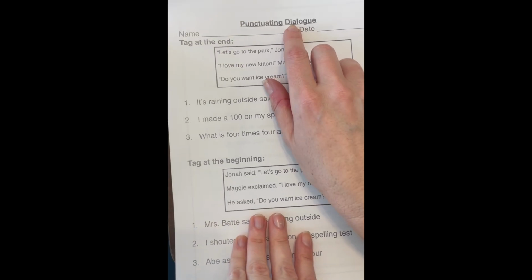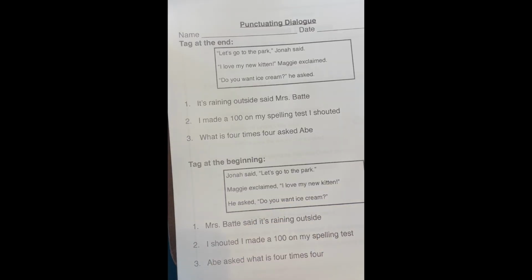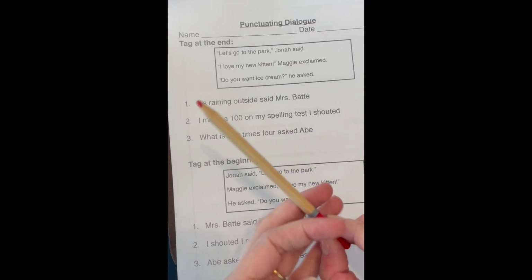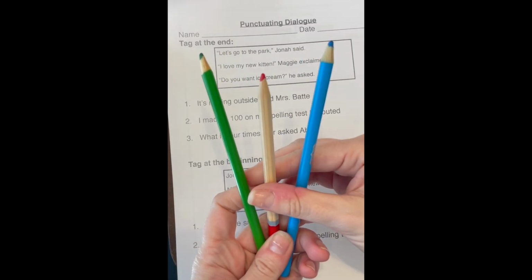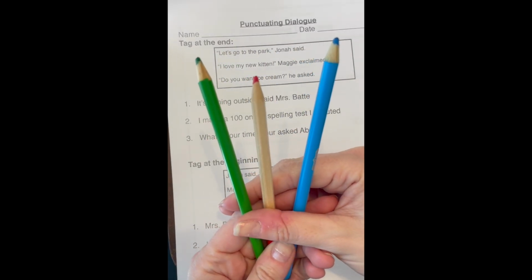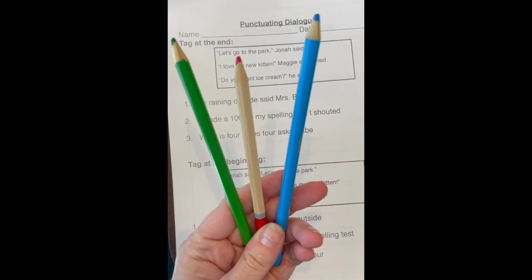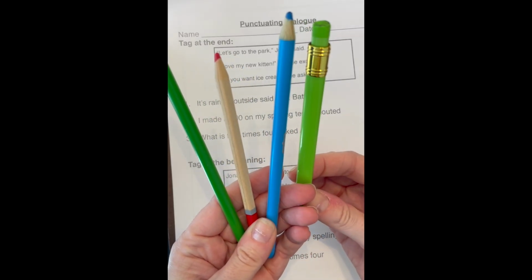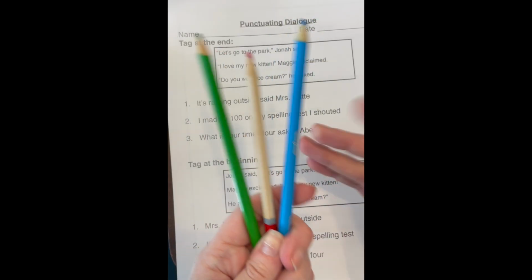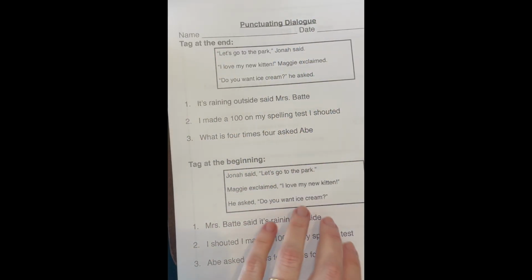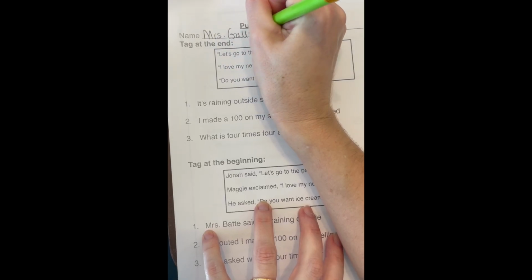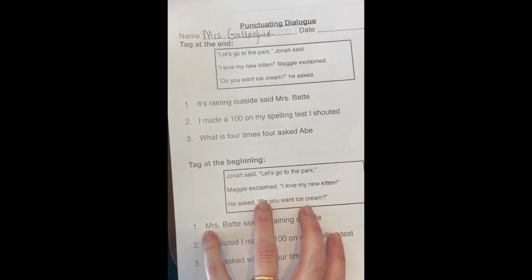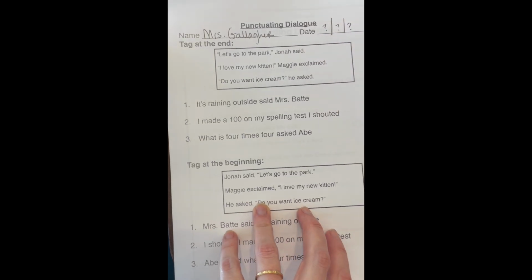So the first step that we need to do before we go forward is you need to have a red, a green, and a blue colored pencil. Pause if you need to go get that. You also need a regular pencil for putting your name at the top of your paper. All right, so let's get started. Let's put our name at the top. And let's put the date here. Whatever the date is for you is fine.